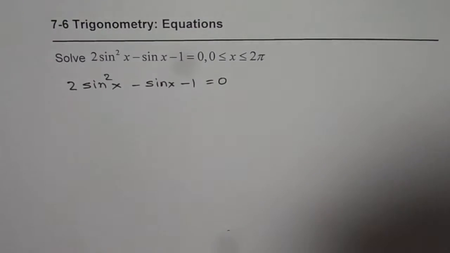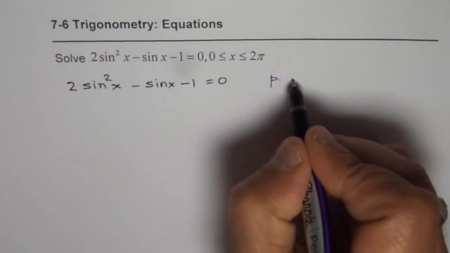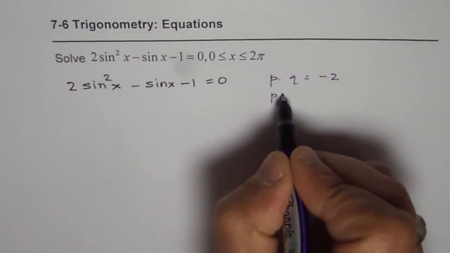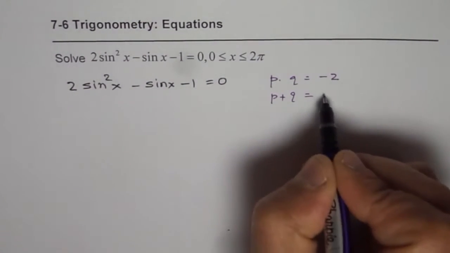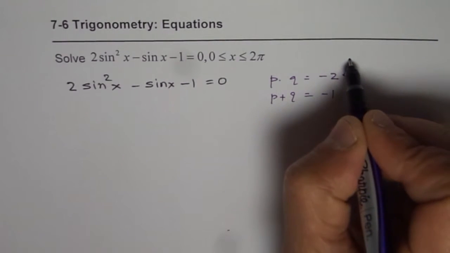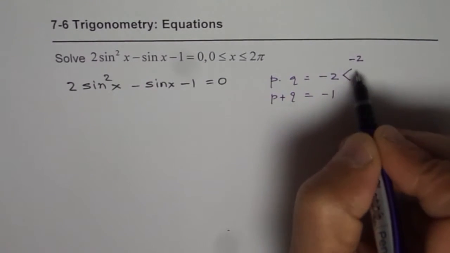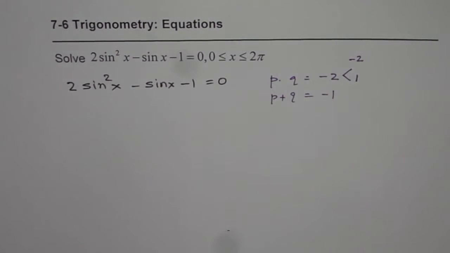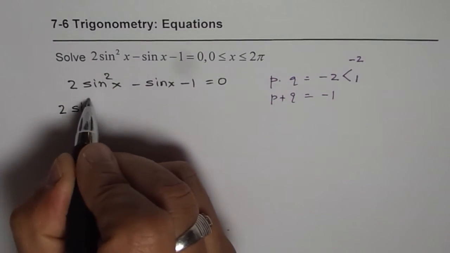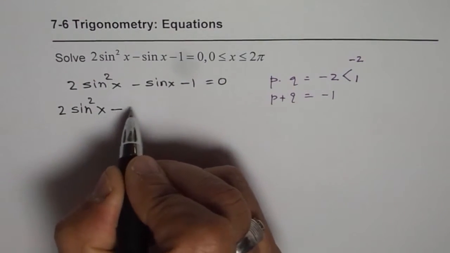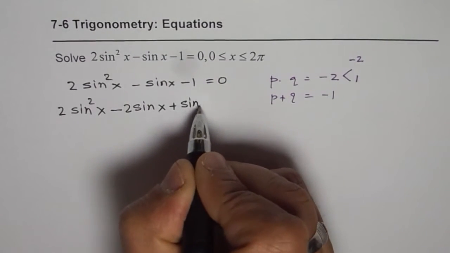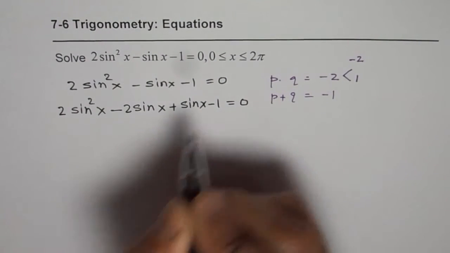Now to factor this equation, we are looking for two numbers whose product should be minus 1 times 2, that is minus 2, and whose sum should be equal to minus 1. So the negative number is bigger. So the two numbers are negative 2 and 1. When you add them, you get minus 1. So we can now factor this in steps. I'm writing this as 2 sine square x, and minus sine x as minus 2 sine x plus sine x, minus 1 equals 0.